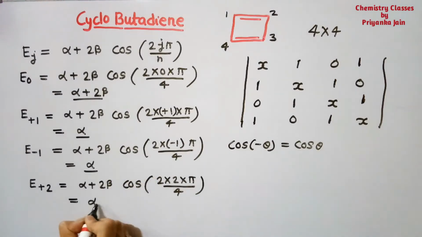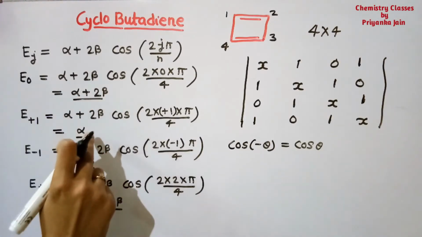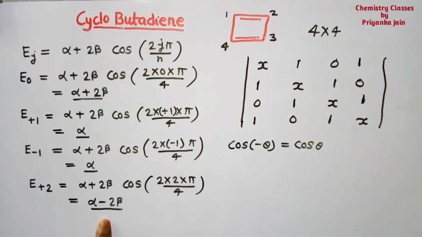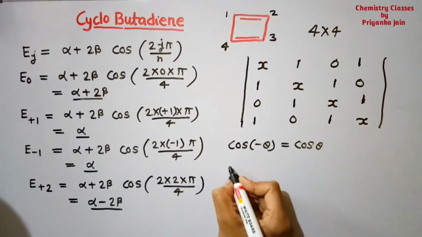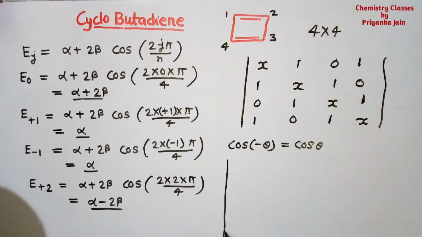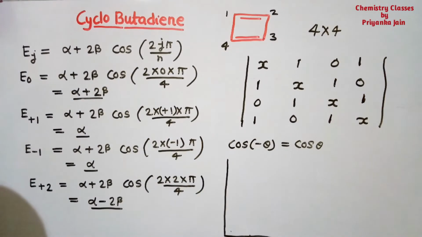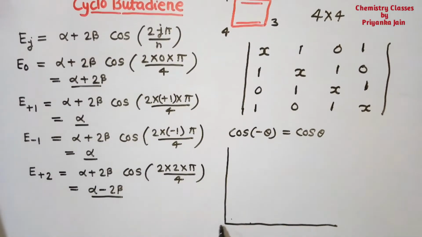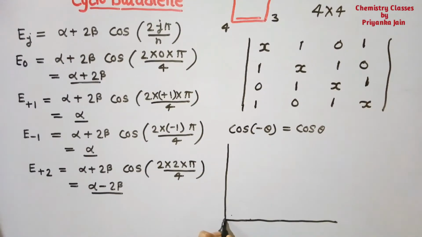So we are getting the level alpha minus 2 beta, right? So now we have 4 levels: alpha plus 2 beta, alpha, alpha, and alpha minus 2 beta. And which one will be lower in energy? This. Okay. So now we are making here the energy levels according to the energies. So firstly see here, this will be the lowest level. It means alpha plus 2 beta, right?